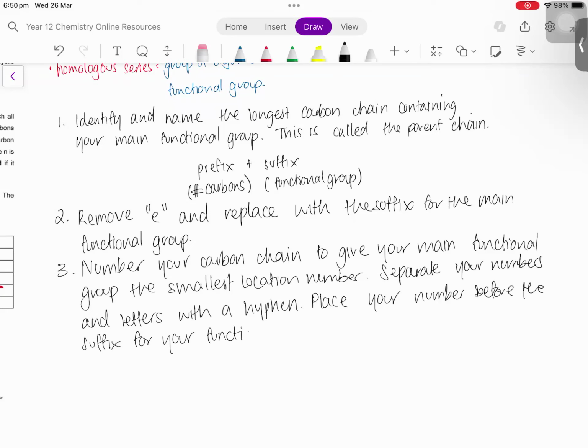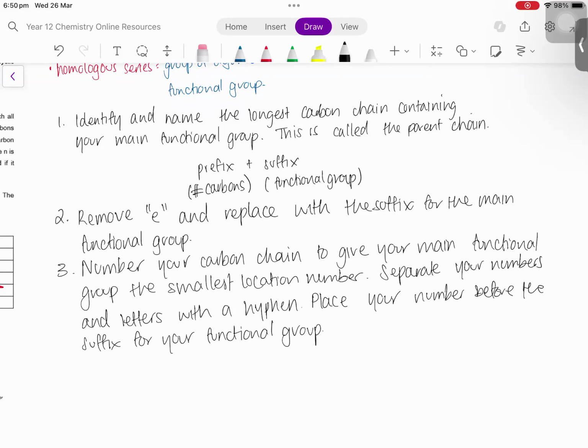So earlier we said, oh, you have a prefix and you have a suffix, and normally you just connect it together, but you have to put a number before that suffix. So it's going to be prefix hyphen number hyphen suffix. Okay. I'm adding all of the little details so you have it all on the page and there's no confusion.